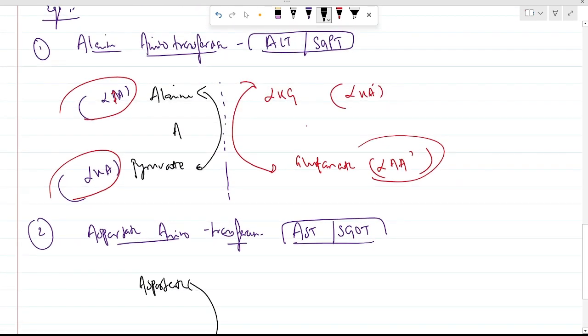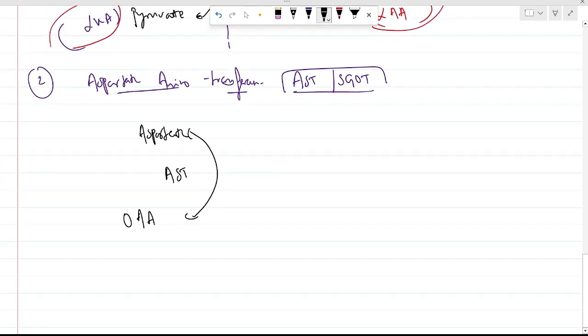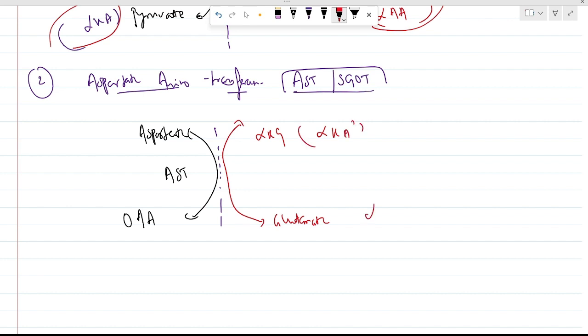Here the enzyme is ALT. Here the enzyme is AST. Correspondingly, on the opposite side, a new pair of alpha amino acid and keto acid will be formed. This will be the same as before, alpha ketoglutarate and glutamate. Alpha keto acid new, alpha amino acid new. So the alpha amino acid is the one from which the amino group is transferred to the alpha keto acid.